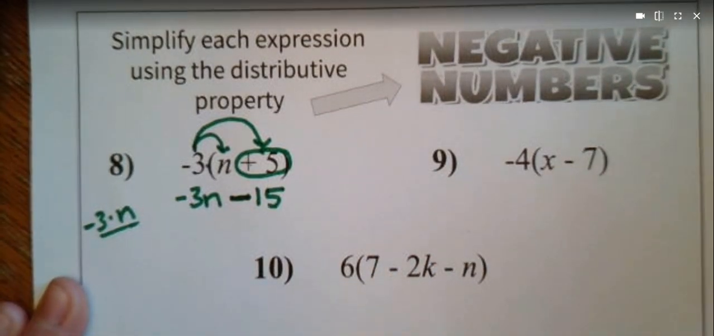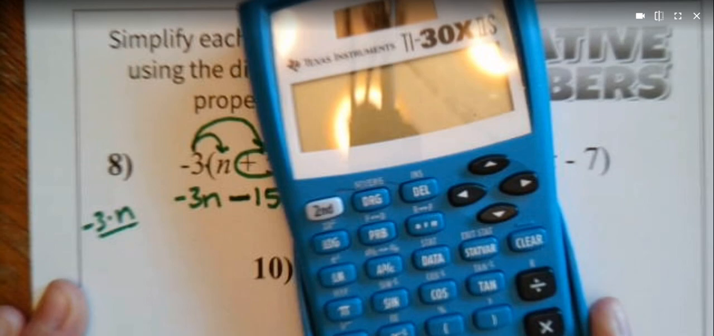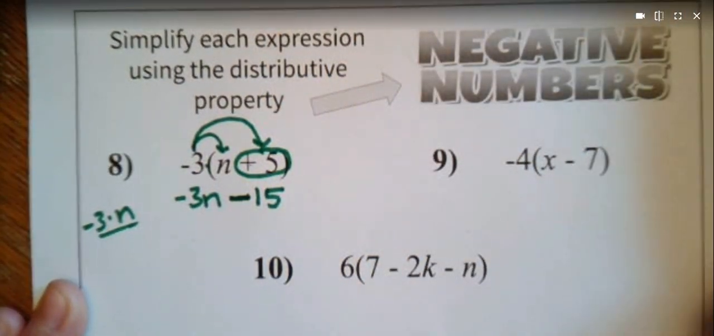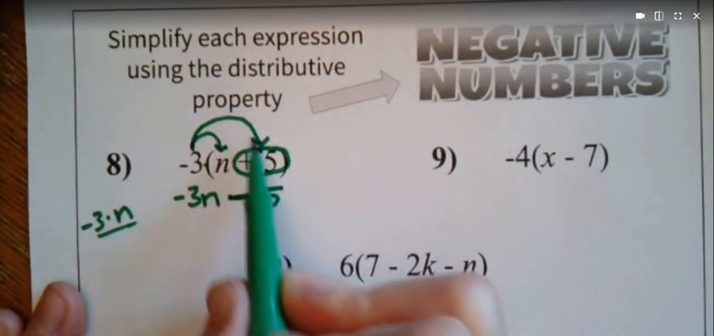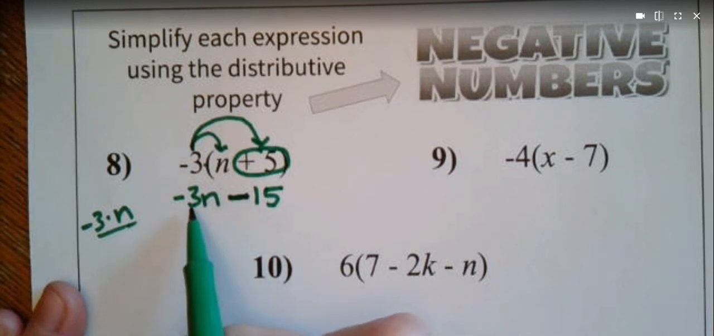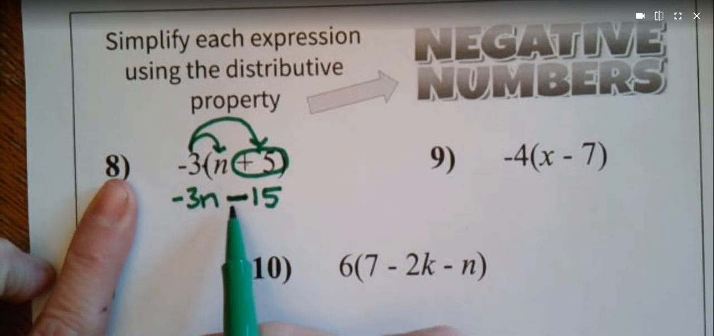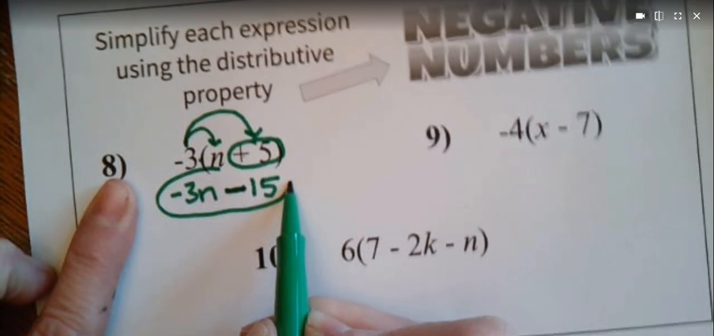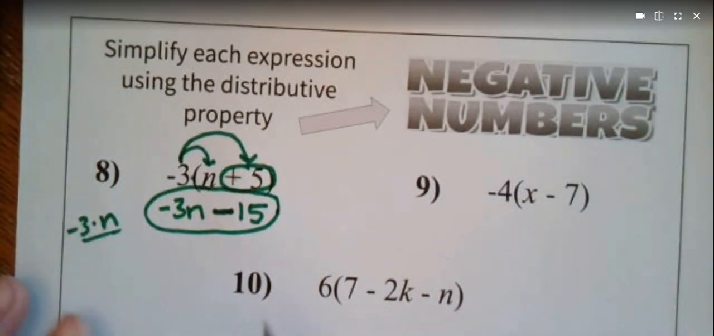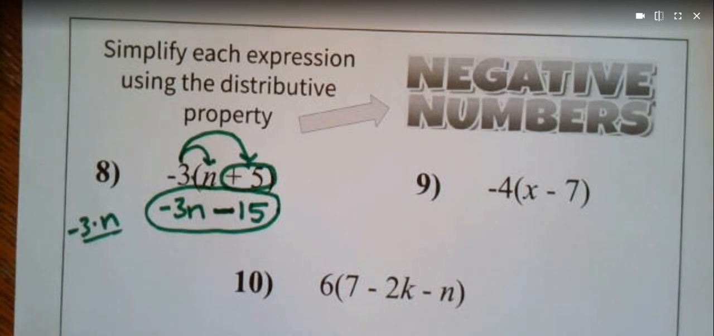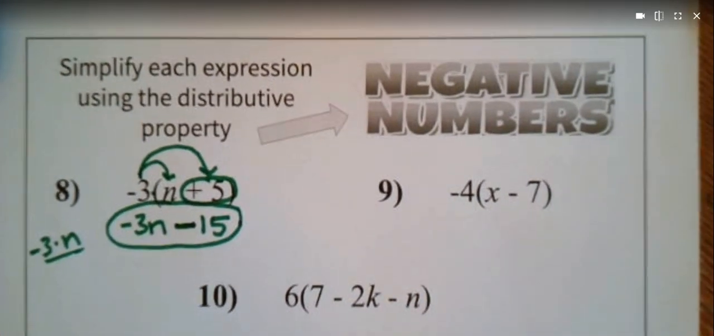And remember, you can always use a calculator to help you out if you want to type in negative 3 times 5 into the calculator. So negative 3 times positive 5, negative 15. And then I just take a look and see, can I combine them together? Negative 3n minus 15? Nope, they're not like terms. So there is my simplified expression. And I have my variable in front and my constant last. Let's try number 9.